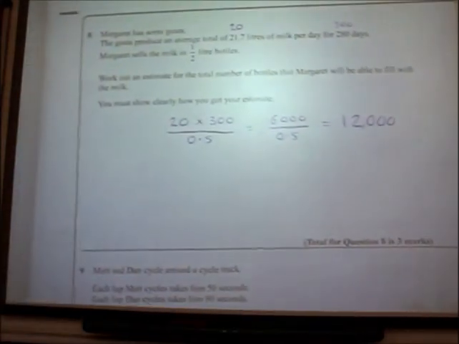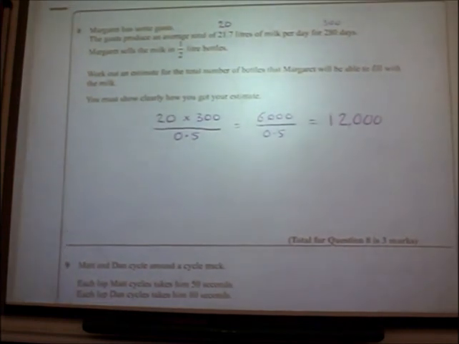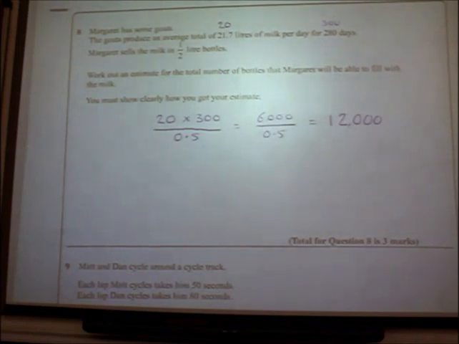Next question. This is about estimating. Margaret has some goats. The goats produce on average 21.7 litres of milk per day for 280 days, and she sells milk in half-litre bottles. Estimate the total number of bottles that Margaret will be able to fill with the milk. You must clearly show your workings.